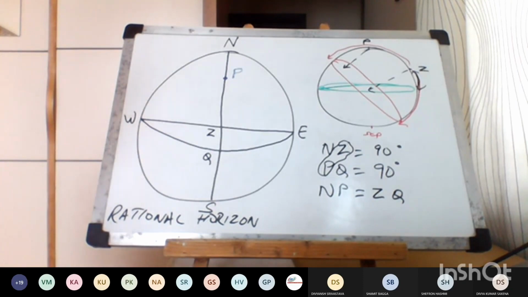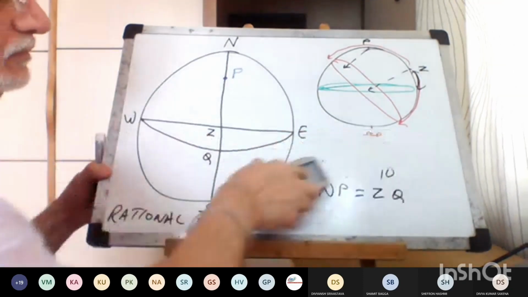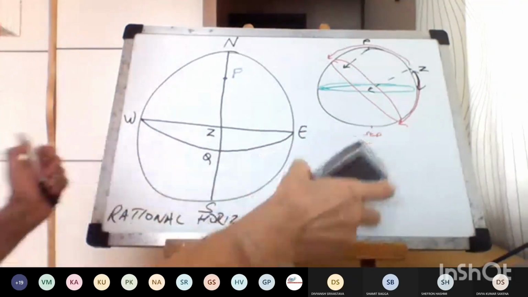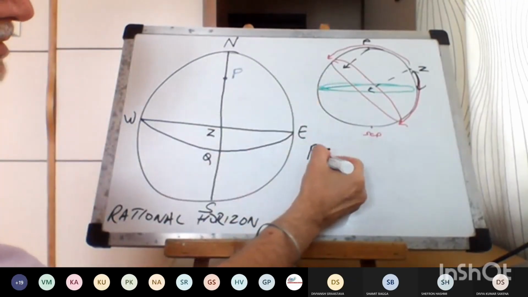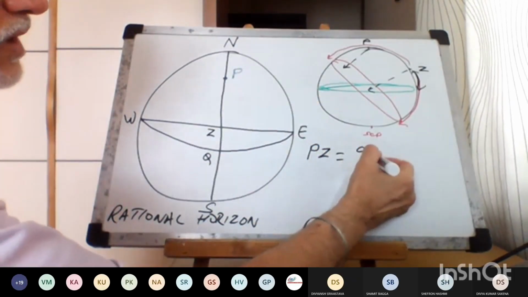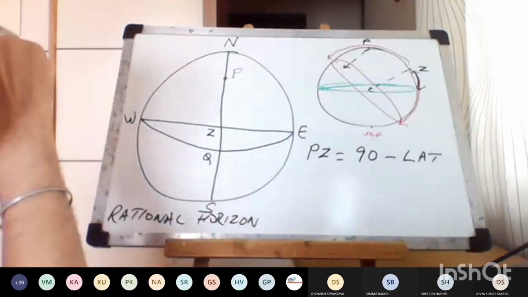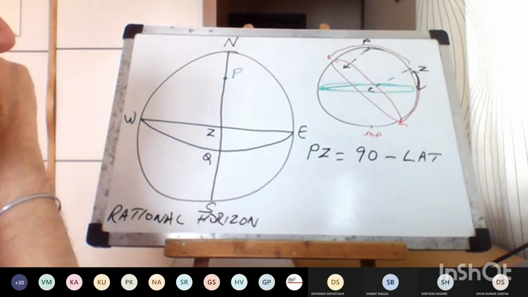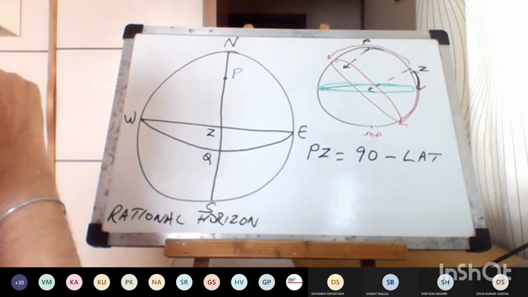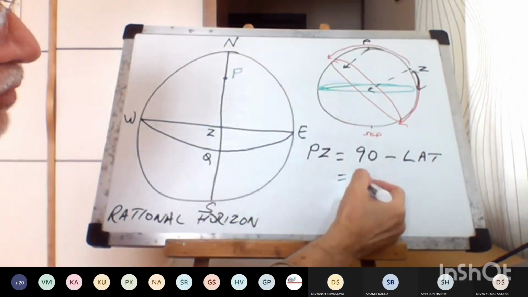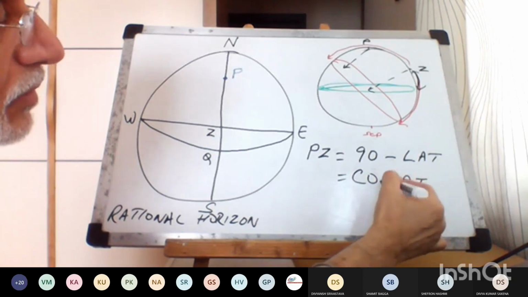What do we call PZ? PZ is equal to 90 minus lat. Am I right? Yes, PZ is equal to 90 minus latitude, ZQ is the latitude. This is called the colat.